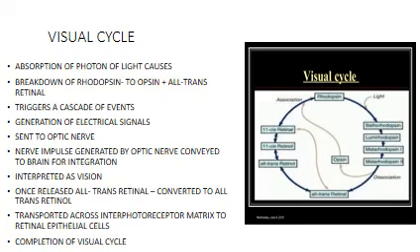This cascade of events generates electrical signals, which are then sent to the optic nerve. The nerve impulse generated by the optic nerve is then conveyed to the brain for integration and interpreted as vision. Once released, the all trans retinal can be converted to all trans retinol, as I told you, and can be transported across the interphotoreceptor matrix to the retinal epithelial cells, completing the visual cycle.